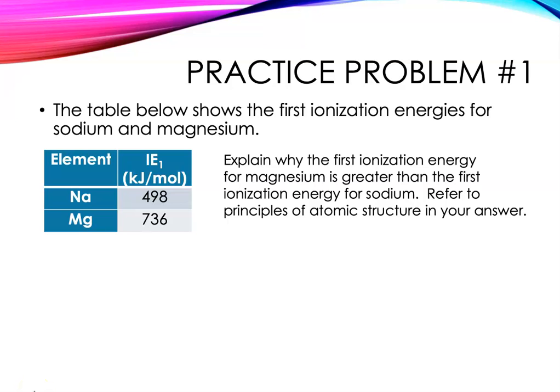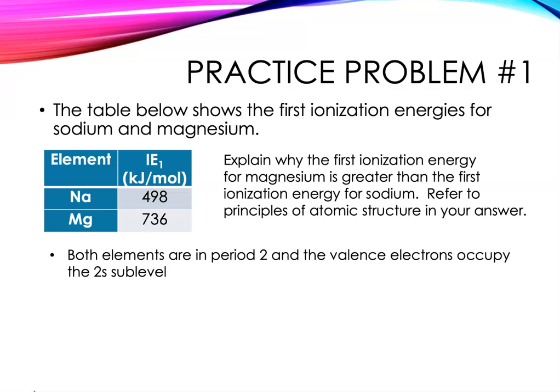The trend is clear. As we go from sodium to magnesium, the ionization energy goes up. Both elements are in period 3, and both of them have valence electrons in the 3s sublevel. So it's not a sublevel issue. What's the main difference? Well, as we go from sodium to magnesium, we see that sodium has 11 protons, magnesium has 12 protons. The outermost electrons are in the same sublevel. The difference is the nuclear charge.